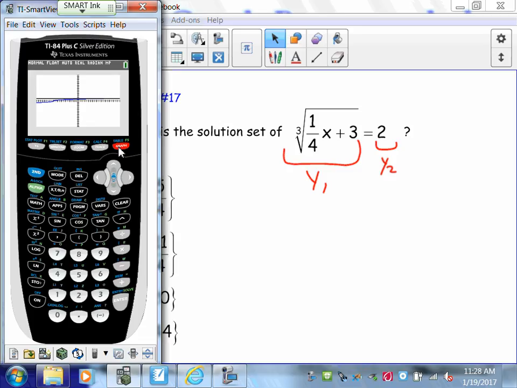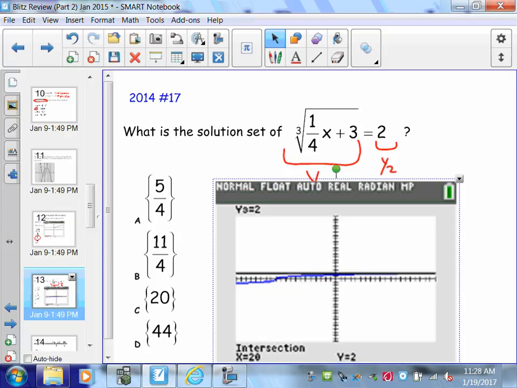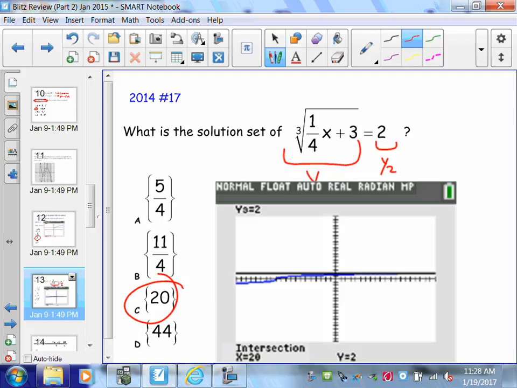Well, what we could do, it does intersect. So here I am at 20, right? If you hit second trace 5, I think it goes out really far. All you have to do is hit enter, enter, enter, since it looks like it only does it once anyway. I got 20. So you may need to zoom out a little bit. No sign change? You may need to zoom out a little bit.